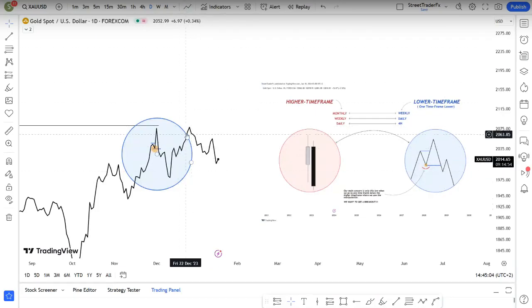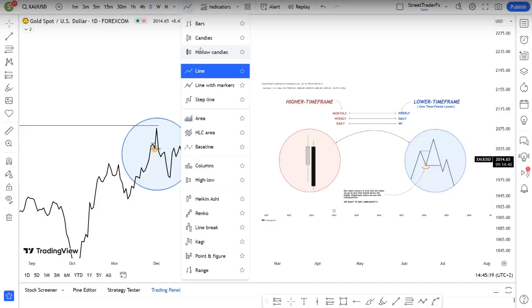But obviously, you're not going to be using the line chart for entry. You're going to go back to your candlesticks. This is just for you to be able to see it immediately without having to look at the candlesticks, the wicks, and asking yourself, which one is the low? Which one is the swing low that you should use to confirm a break of structure?